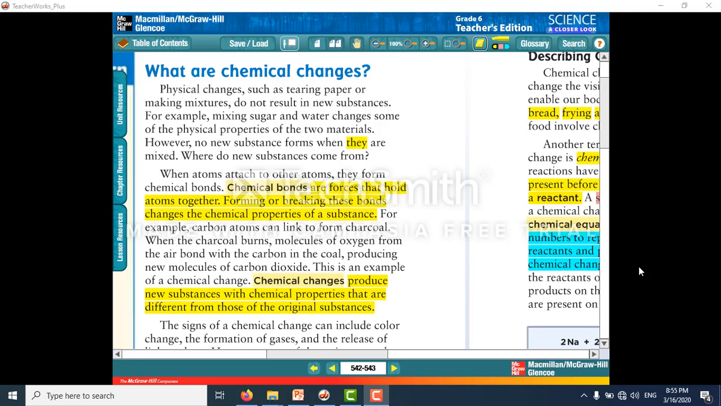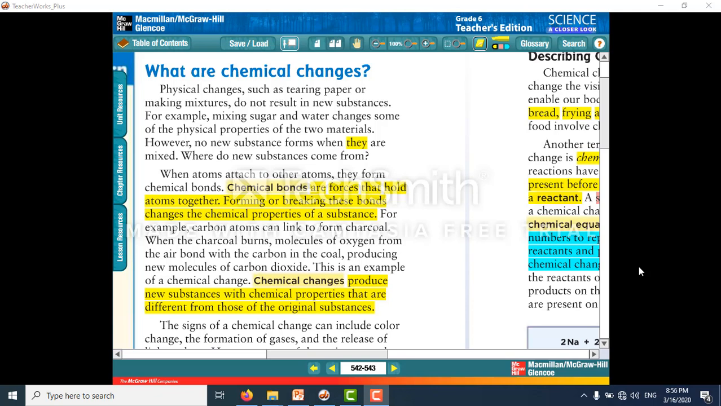First, we studied physical changes, and we said physical changes means the changes of state or size or shape, okay? But we don't have a new substance. Physical changes such as tearing paper or making mixtures don't result in new substances. For example, mixing sugar and water changes some of the physical properties of the two materials, but here, no new substance forms when they are mixed.